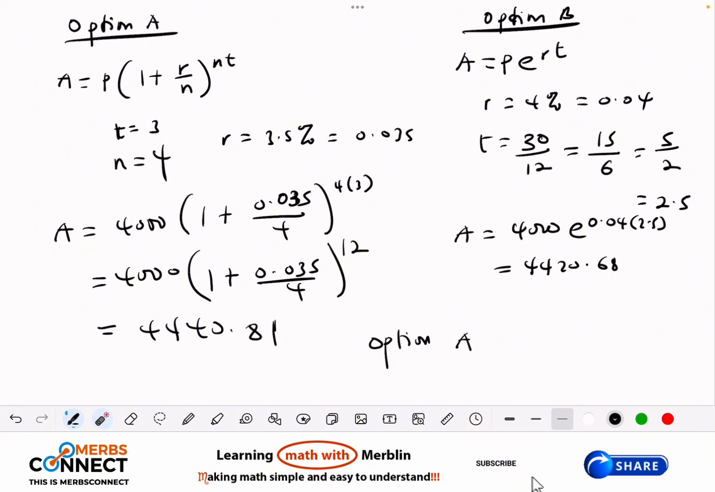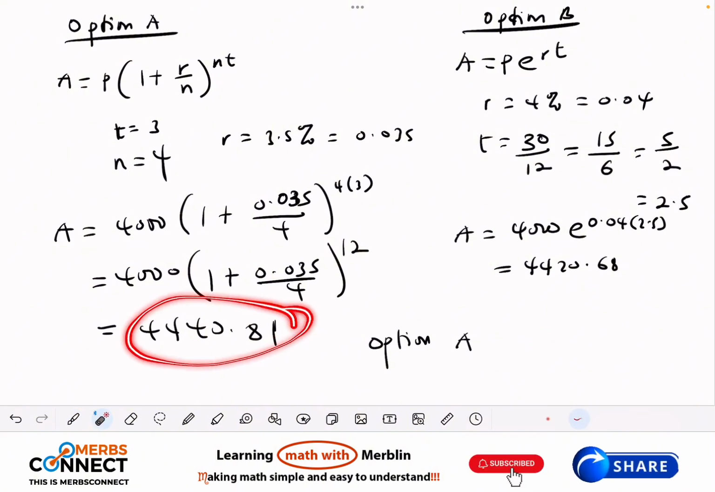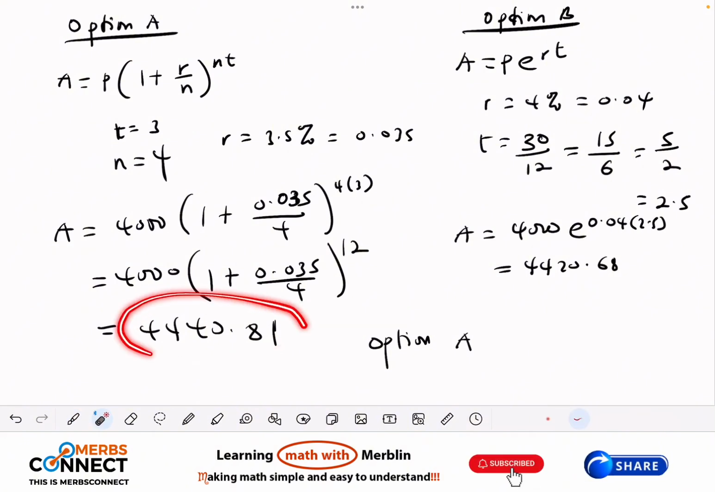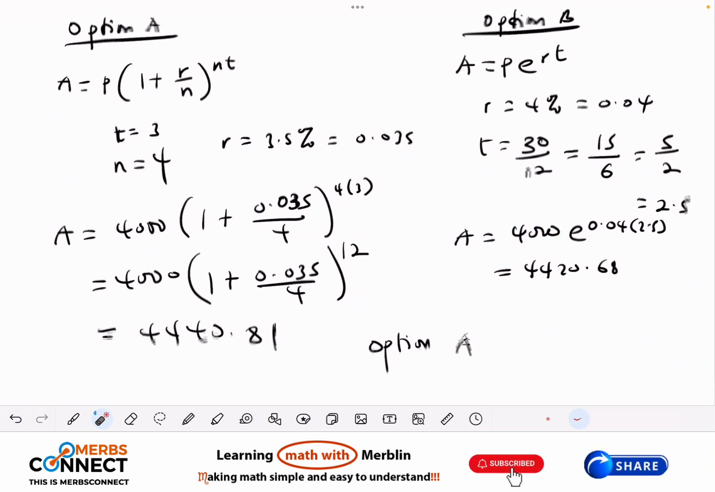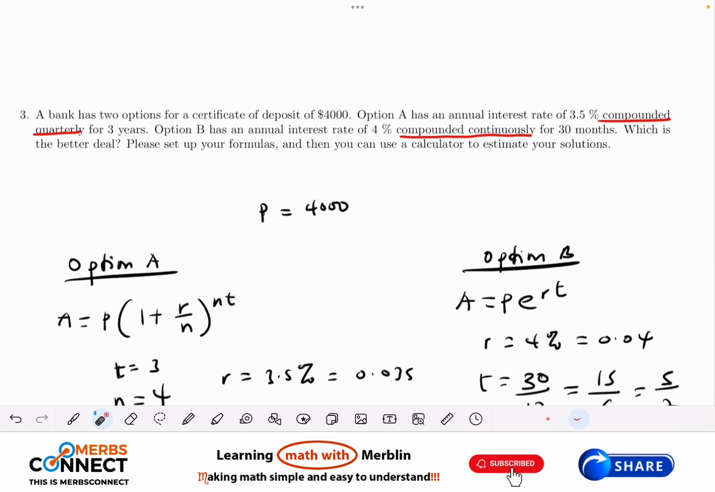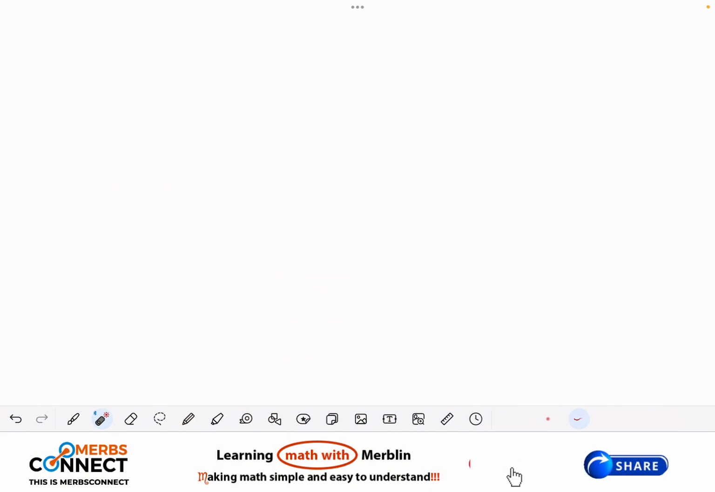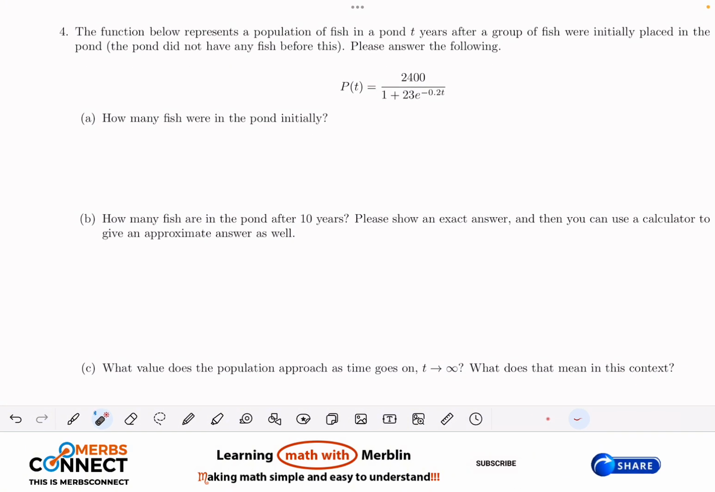So for me, I'll choose option A because as an investor, I want to get something good at the end of the year. So I'm going to have something like this instead of this. So I'll choose option A. Now let's look at the last question and then we are done.